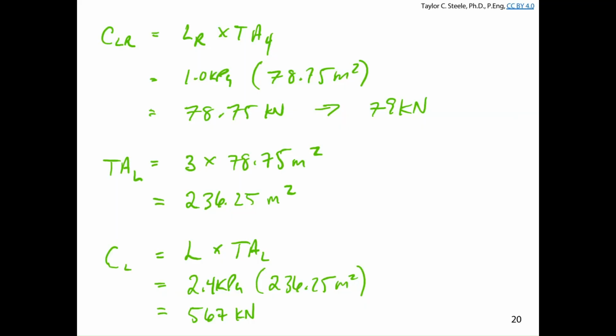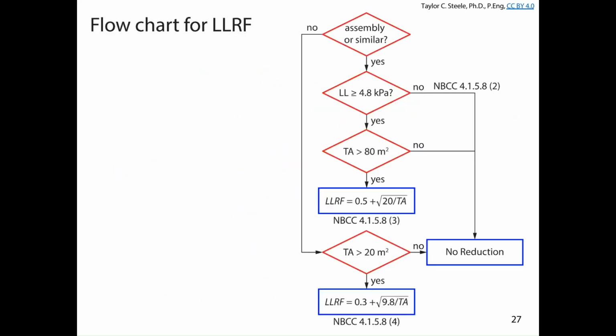Depending on how big the tributary area is, it's less likely that we're going to have the full 2.4 kPa acting over the entire 236.25 meters squared worth of floor area. Okay, so we need to determine whether or not we can and should be reducing the live load acting on that column from the office space occupancy. And for that, we can come to our flow chart that we looked at in lecture 5 on Friday.